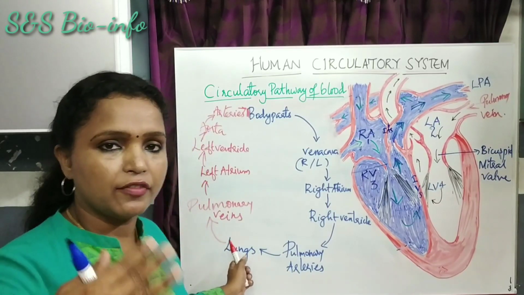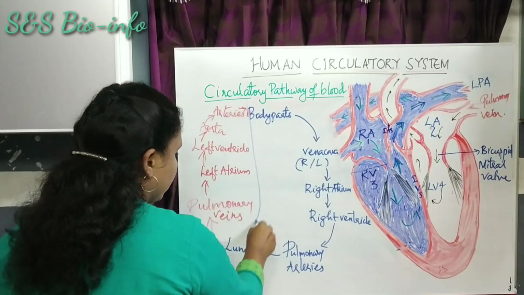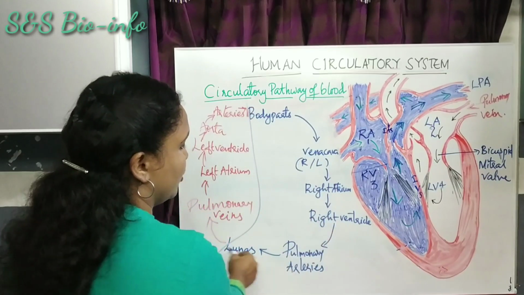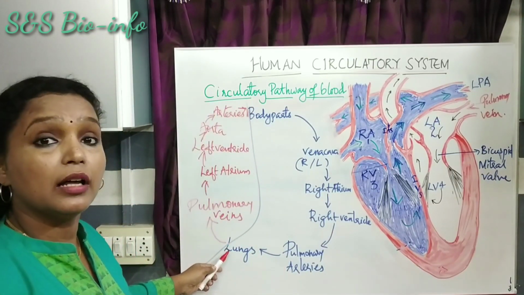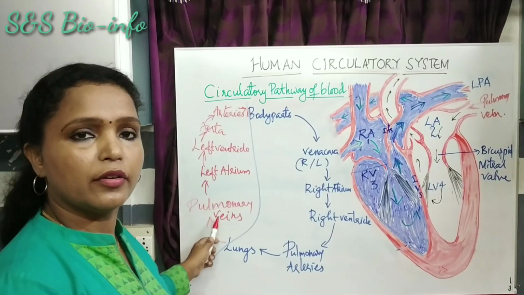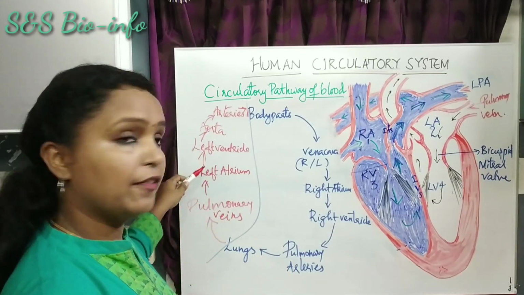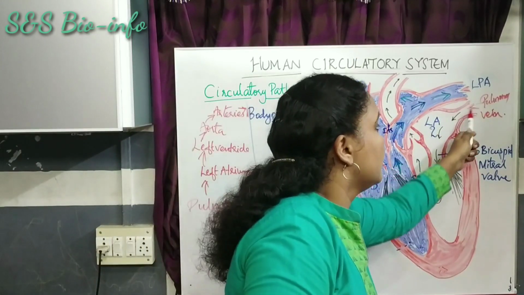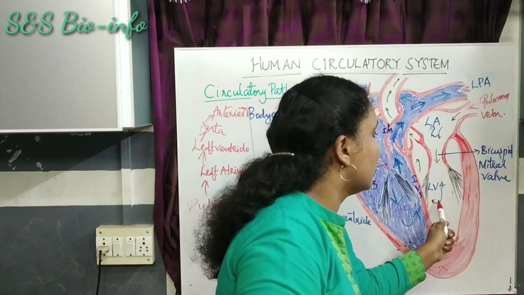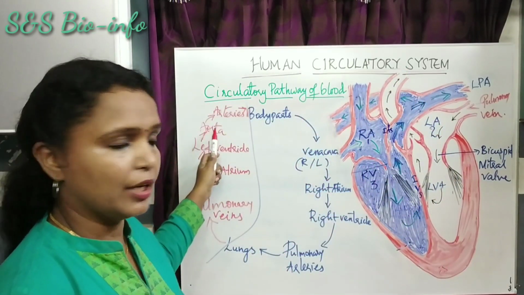Purification. Thereafter, after purification, the pure blood, here I can separate the circulation of impure blood and the circulation of pure blood. So pure blood from the lungs goes to the pulmonary veins, then to the left atrium, then left atrium to the left ventricle. Pulmonary vein, left atrium, left ventricle, then systemic aorta. Or simply I have written aorta.